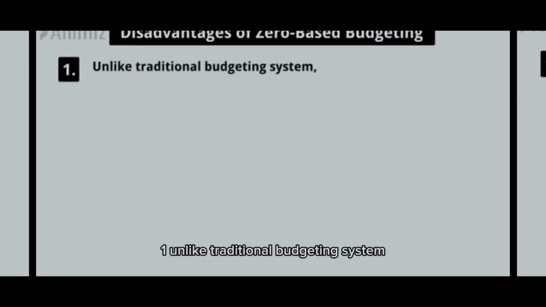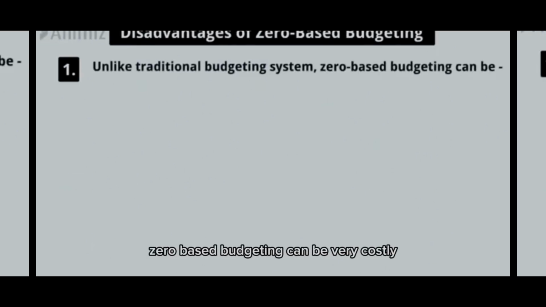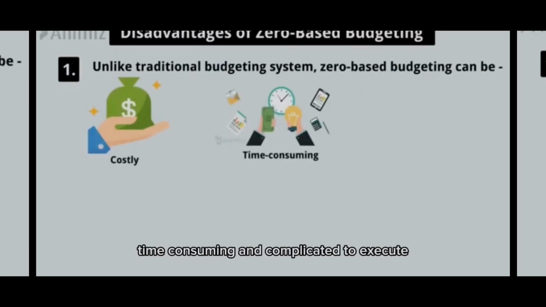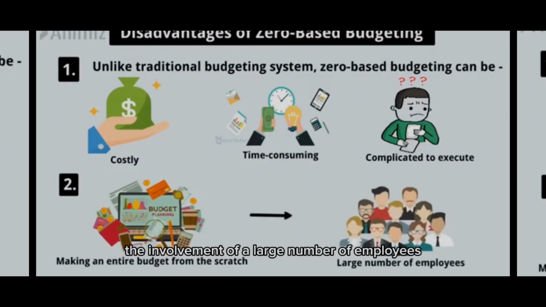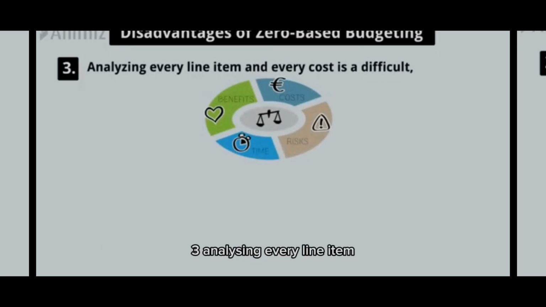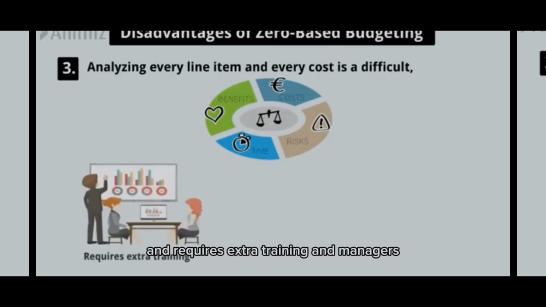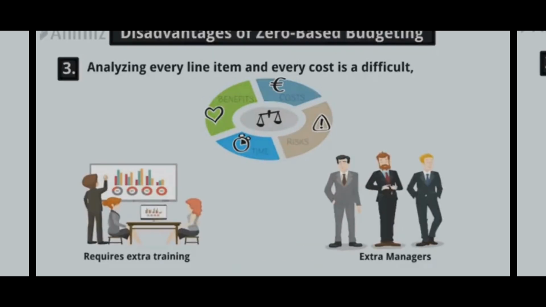Let's discuss some disadvantages of zero-based budgeting. 1. Unlike traditional budgeting systems, zero-based budgeting can be very costly, time-consuming, and complicated to execute. 2. Making an entire budget from scratch may require the involvement of a large number of employees. 3. Analyzing every line item and every cost is a difficult task and requires extra training and managers.